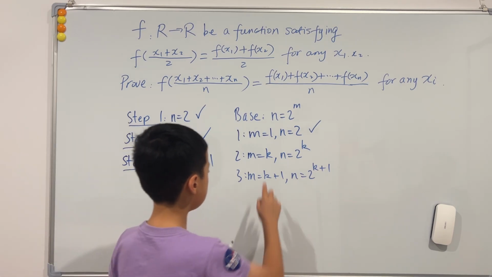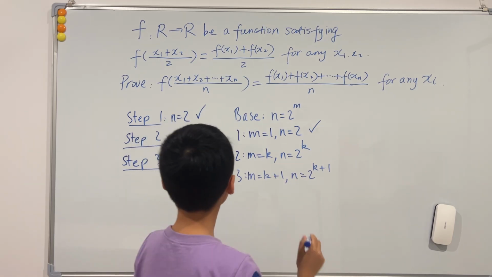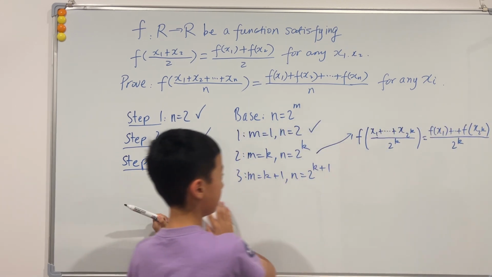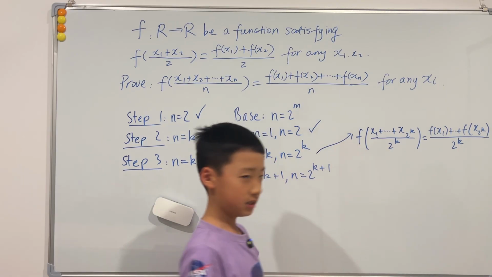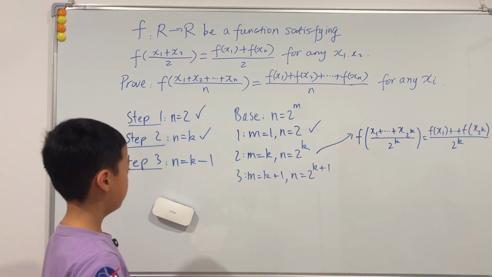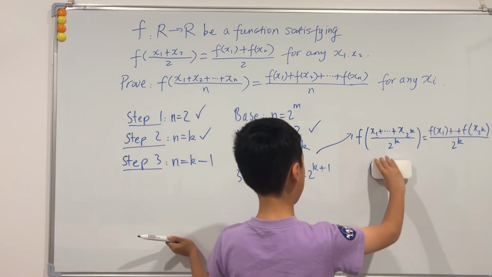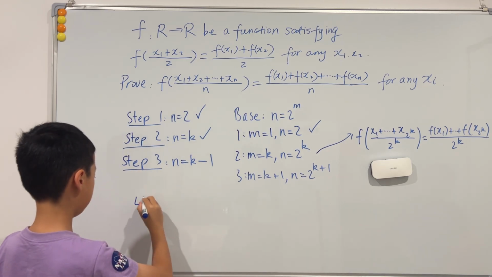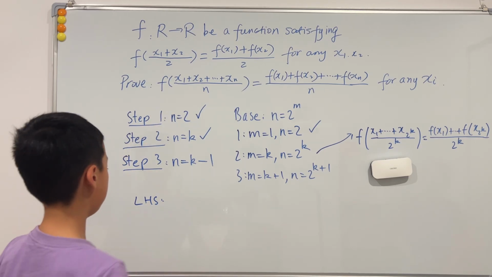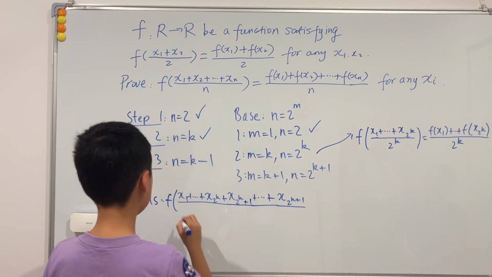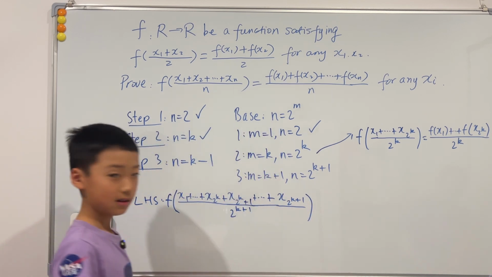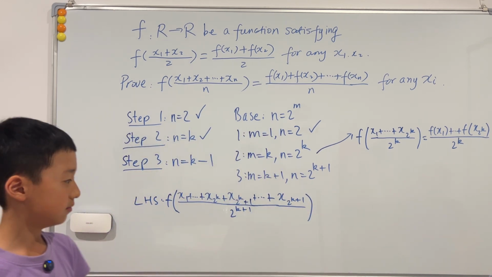Well, the first thing I'm going to do is write this out, just like this. And then we have to prove it is true for when m is k plus 1. So I'm first going to write what the left-hand side will look like. So the left-hand side will just be this, and if we sub everything in, okay, so this is the left-hand side.